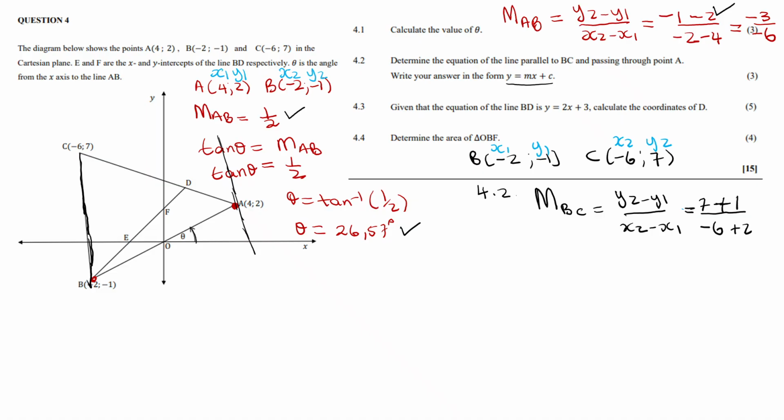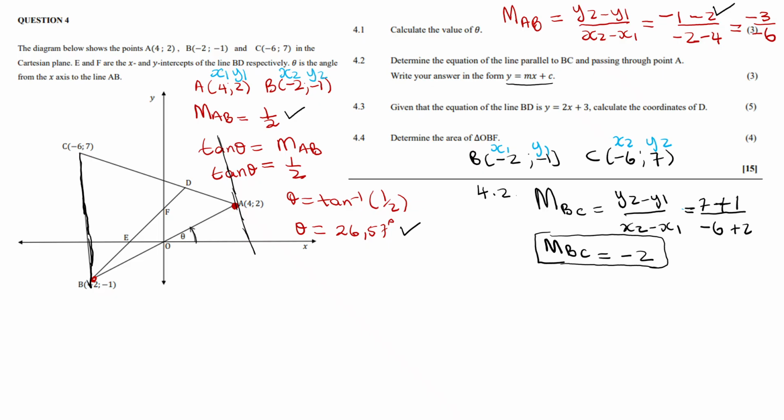Please make sure that you pause the lesson and you go through that. So the gradient of BC, on top I have 8. On bottom I have minus 4, so it's 8 divided by minus 4, which is minus 2. So now this is the gradient that we need to use. Why do we need to use this gradient? Because remember, when lines are parallel, they have equal gradient.